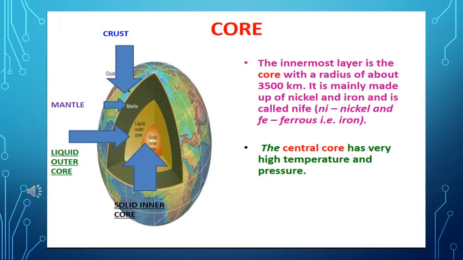Normally we say that there are three layers of earth: crust, mantle and core. But the core can again be divided into the inner core and outer core. We just need to understand that core means the interior layer of the earth. Since it is the interior part, it has very high temperature and pressure.